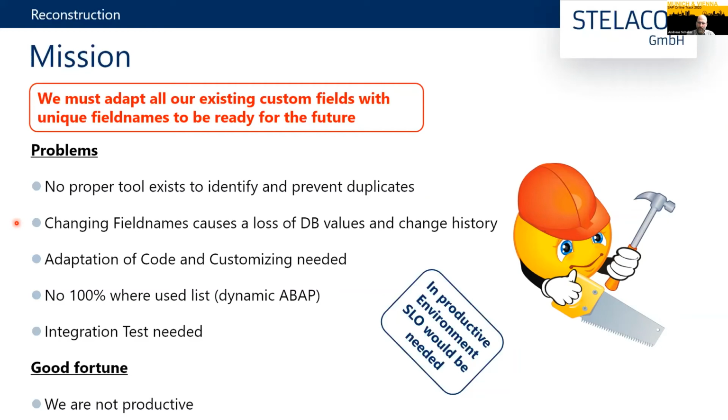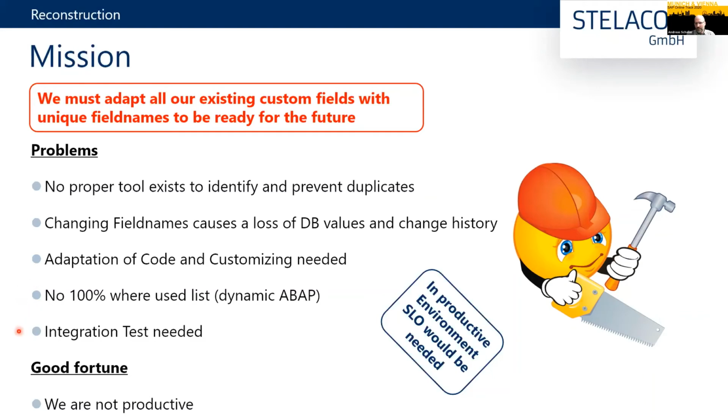So we had to make a small landscape transformation: create the new database field first, then shift the data from the old field to the new field, and then adapt all the code and customizing where the field is used. But there we have the problem with the use list. You don't get dynamic use cases. You don't see if the field name is stored in some customizing, for example for field control, where the field is only readable or hidden. So sometimes field names are stored in customizing tables.